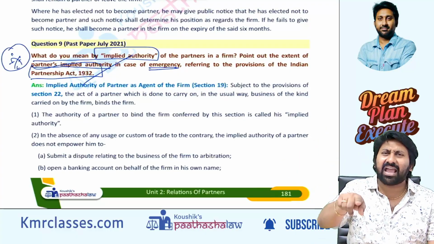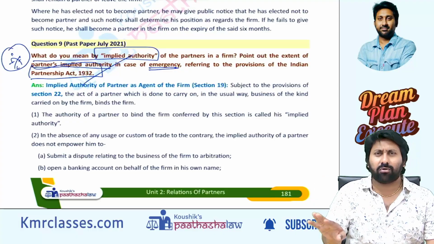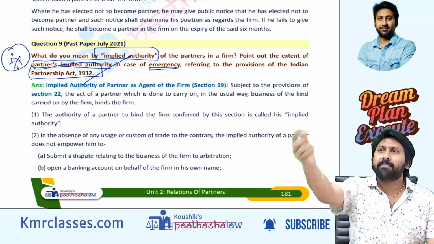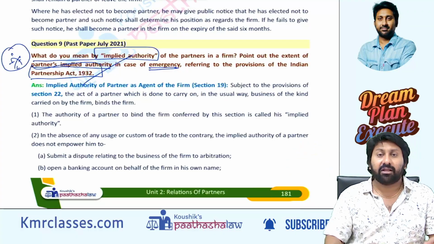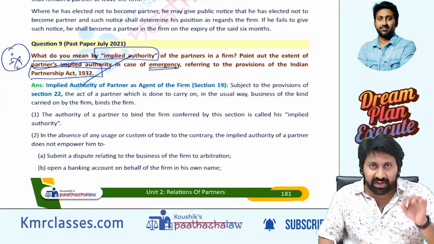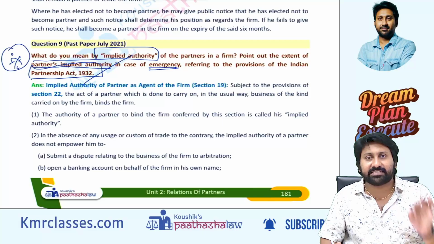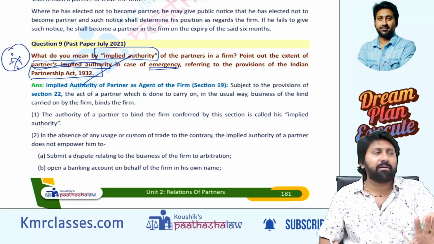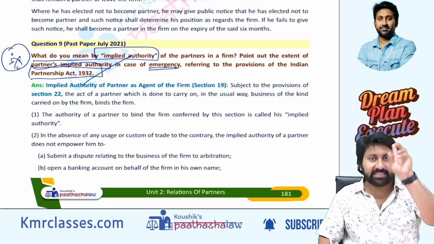Whether he really has that power or not, between you, what is there, we don't know. Your business will make us assume that the partner has that power. Those concepts are called implied authority. Whenever a question comes on implied authority in the exam, always remember two very, very important sections.